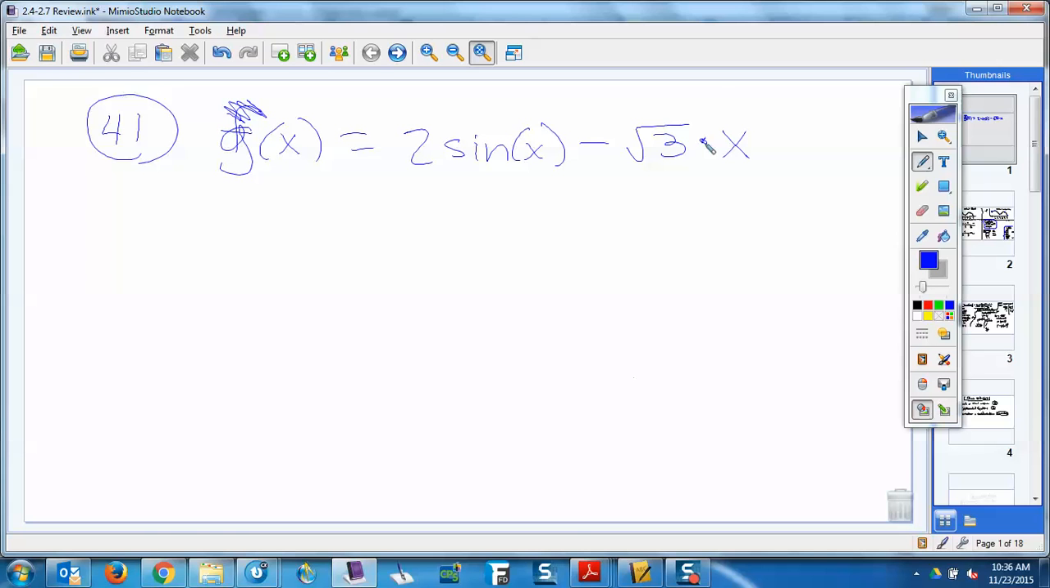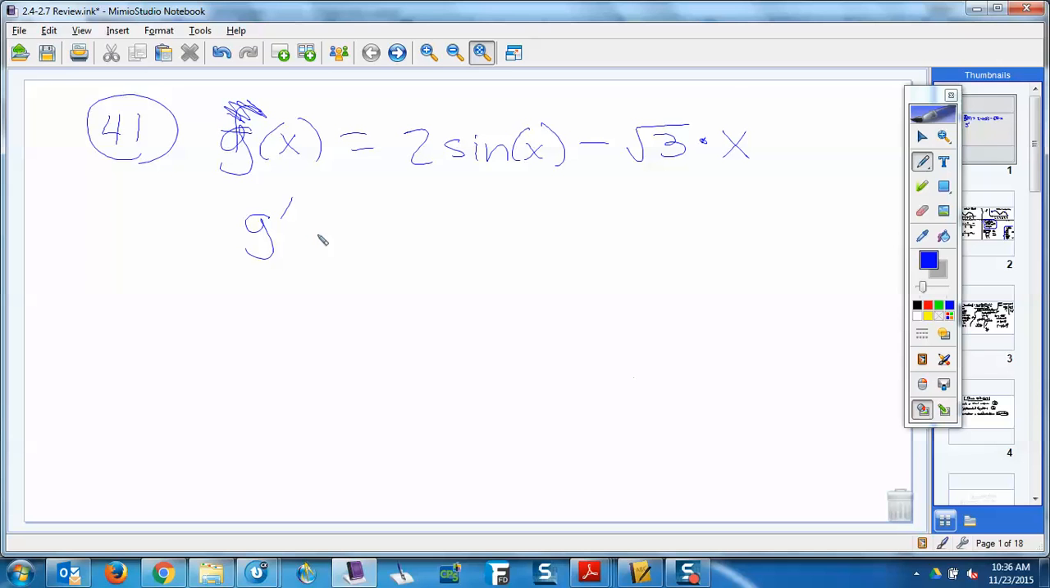Those nice trig values. Okay? So, what do we do here? We do the derivative, right? Now, on 41, and again, I mentioned this the other day, but on 41, the directions said a bunch of stuff. So let's talk about that. 41, and we did 37 the other day.